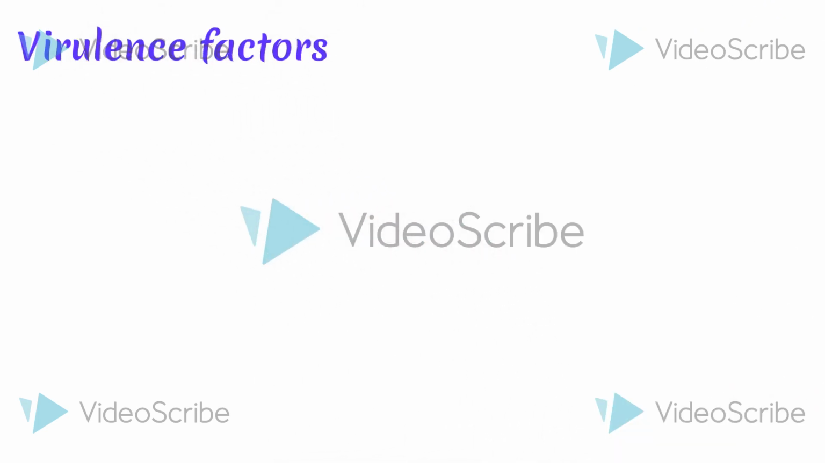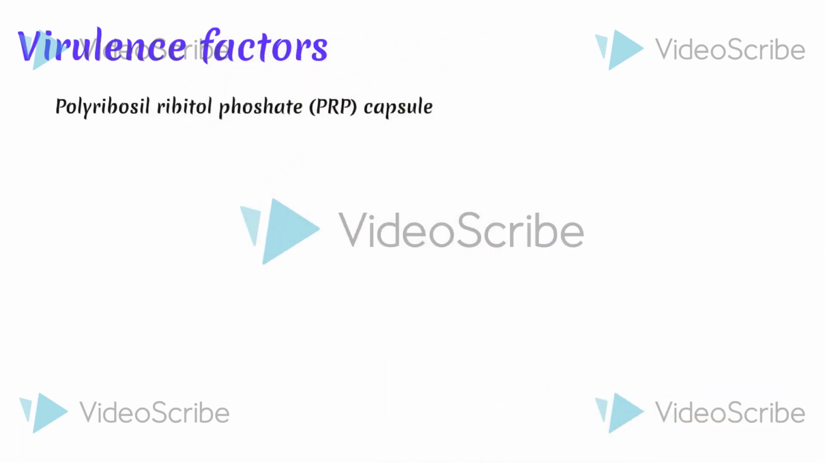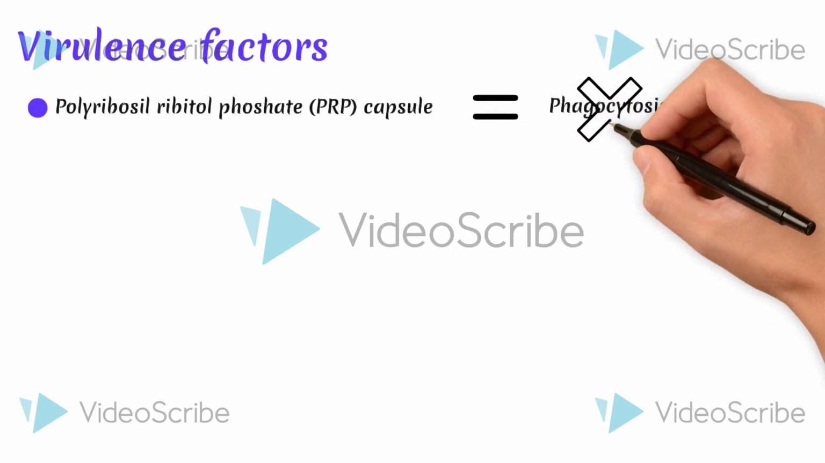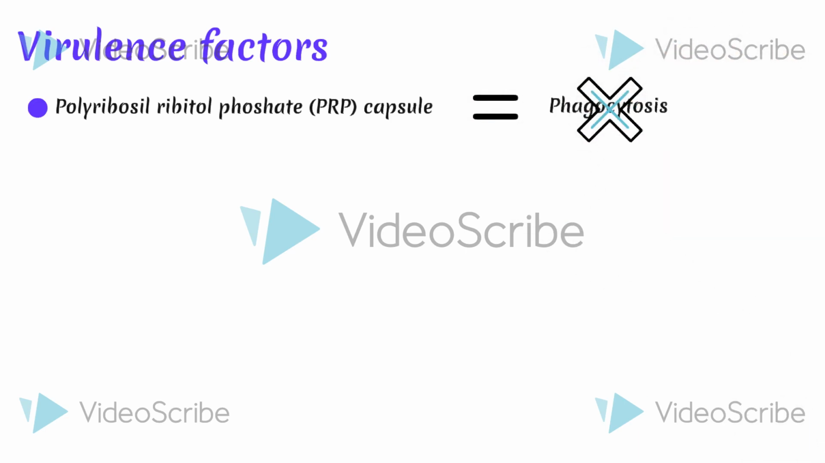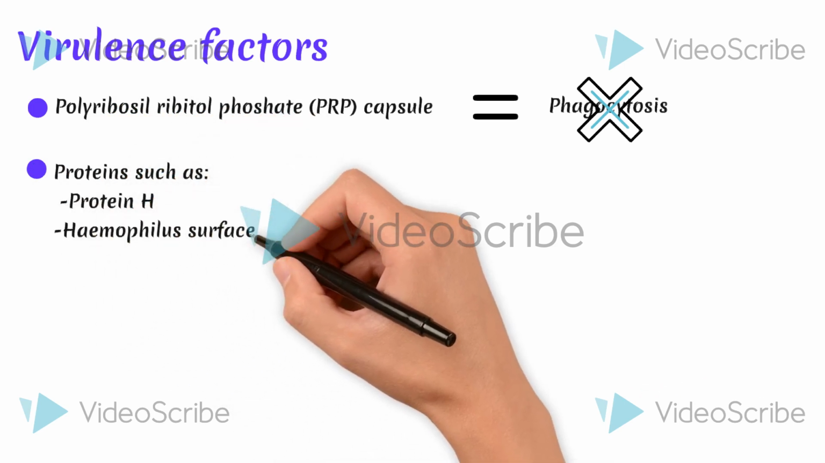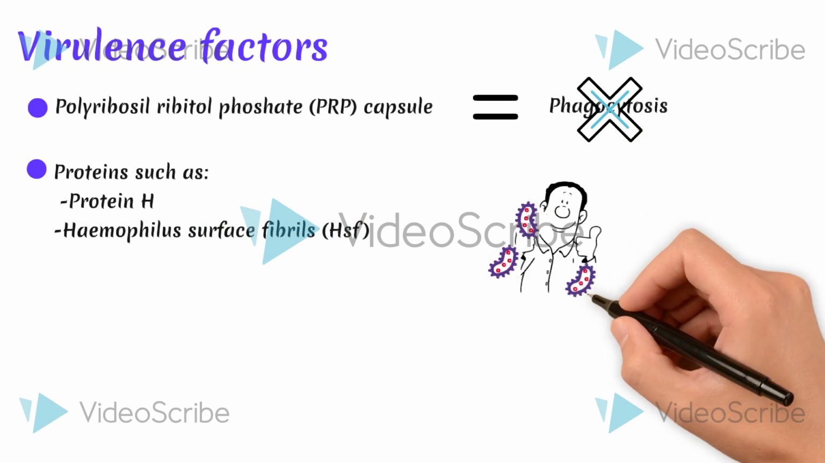The main virulence factor involved in the pathology caused by Haemophilus influenzae type B is its polyribosyl ribitol phosphate capsule, which makes it resistant to phagocytosis by polymorphonuclear leukocytes, in the absence of a specific anticapsular antibody, and triggers bacterial proliferation. As mentioned before, it has proteins such as protein H and Haemophilus surface fibrils, which are adherence factors that allow them to adhere to the host cell and proliferate.